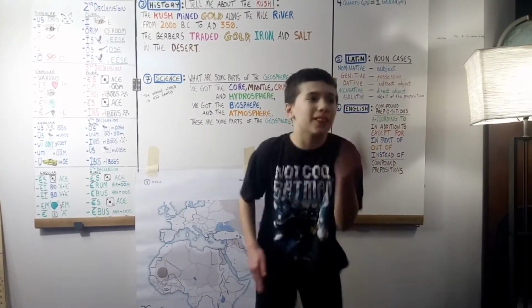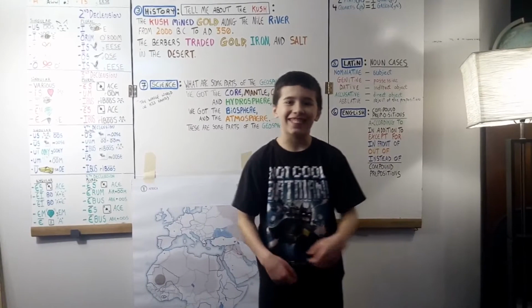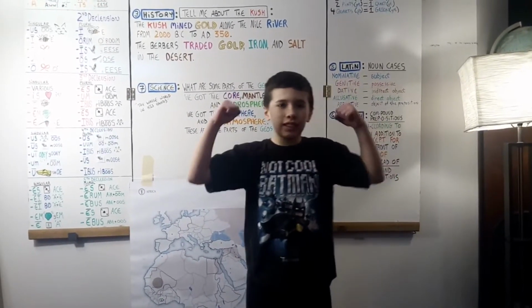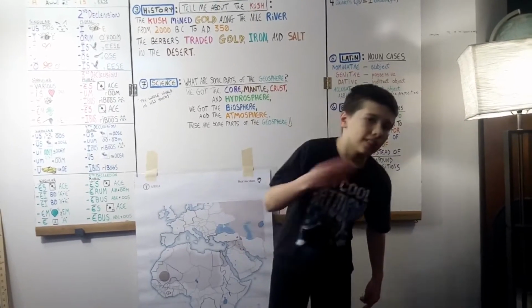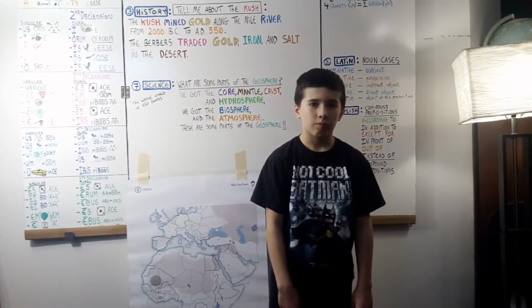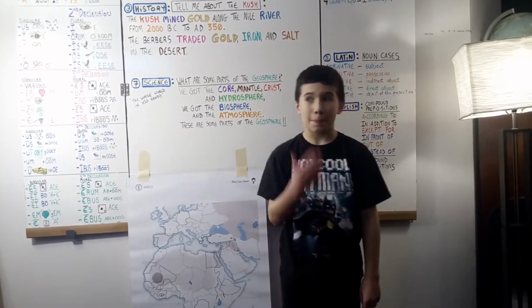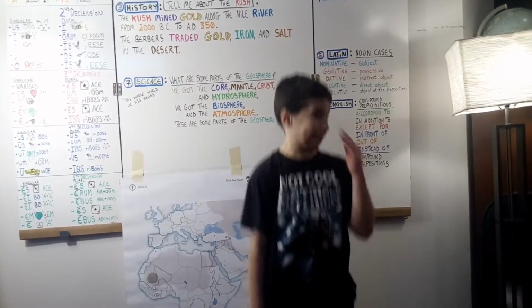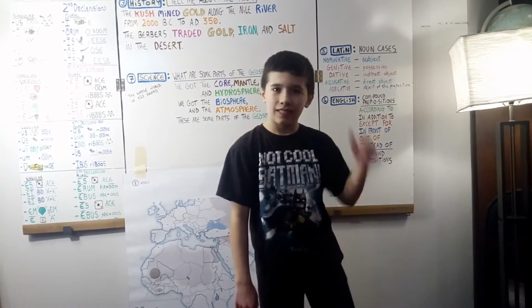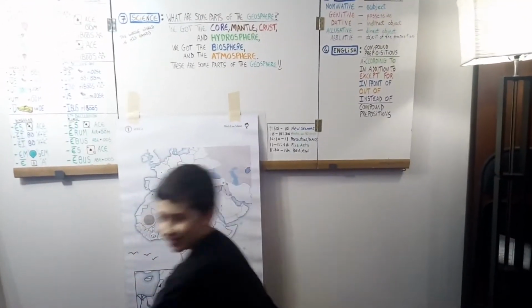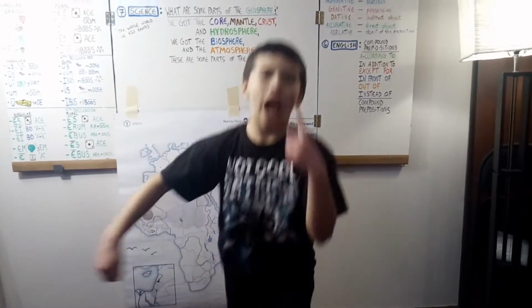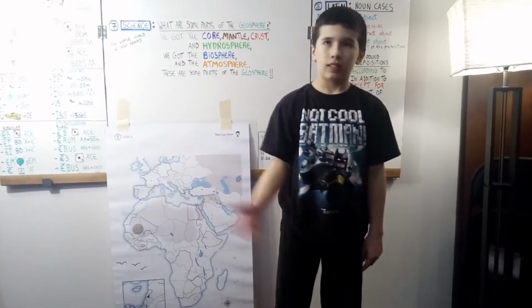The Berbers traded gold, iron, and salt in the desert. So we did a little playing there a little bit with the Berbers, like he burped, and the sign for gold and iron. He showed off his guns, and salt. You touch your tongue for salt, and desert. He was pretty hot there.